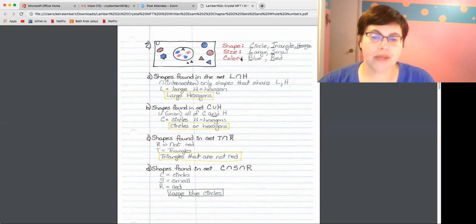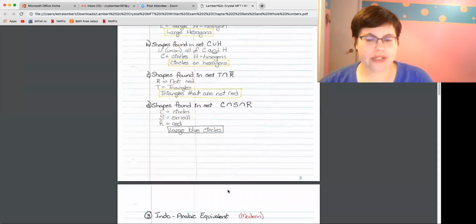So we notice on the side, we kind of made a key. We have shapes, and I underlined C for circle, T for triangle, H for hexagon, and you can see how I've followed through with the different labels. Then we can look at A. It says shapes found in the set L, intersection of sets H. Now this intersection means we only want shapes that share L with H. So L is large, H is hexagon, so we're only looking for large hexagons. And that continues, and it's written down so you can understand that.